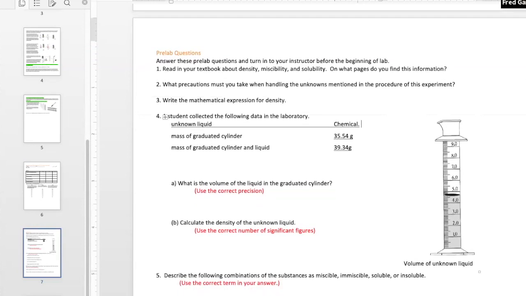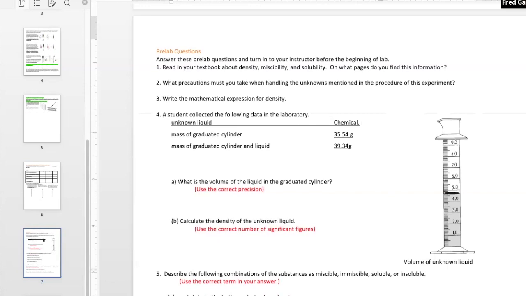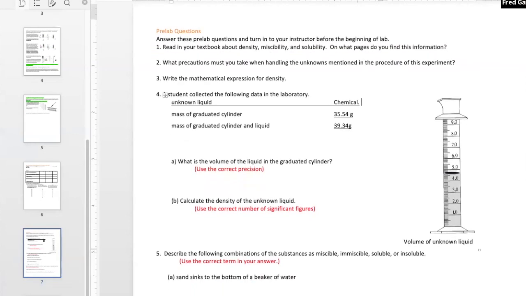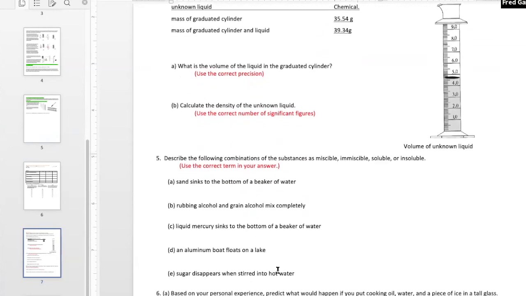And then right here, use your common sense in terms of what will happen when you take sand and put it in a beaker of water, or rubbing alcohol, or grain alcohol, and mix it. If you're not sure about whether these chemicals are going to be soluble in water or not, you can look them up on the internet. Okay, so that's your pre-lab.